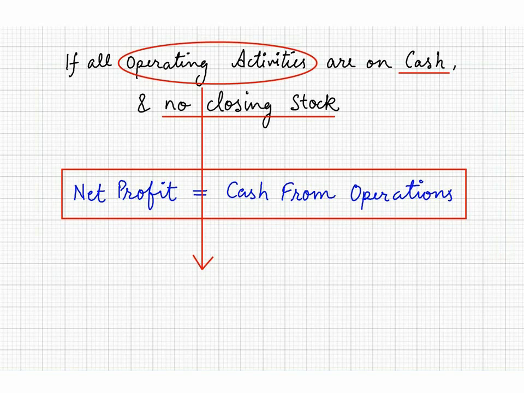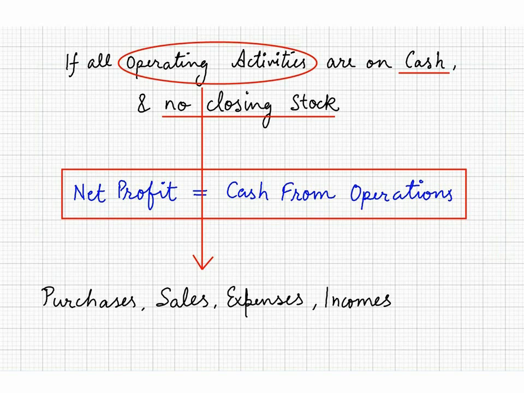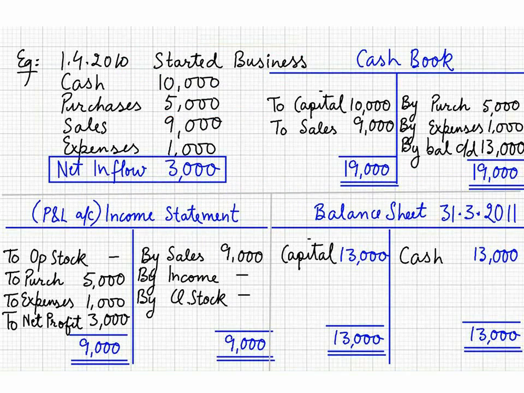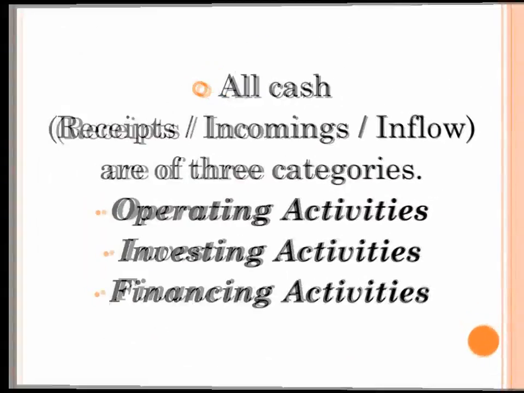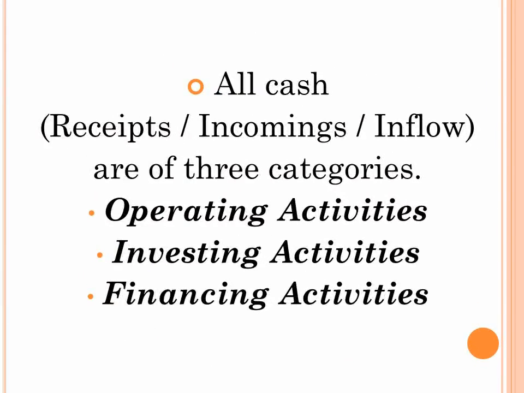And operating activities are purchases, sales, expenses and incomes. Only 4 items are included in the operating activities. In this question, all the activities were operating. I mean to say all cash transactions belong to operating activities.